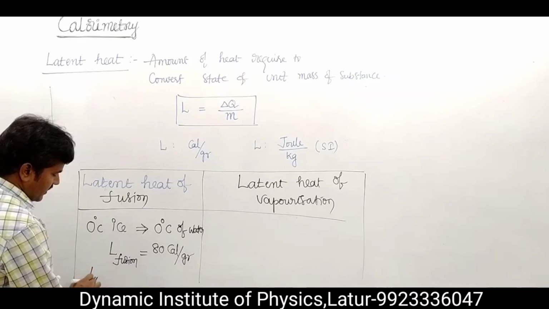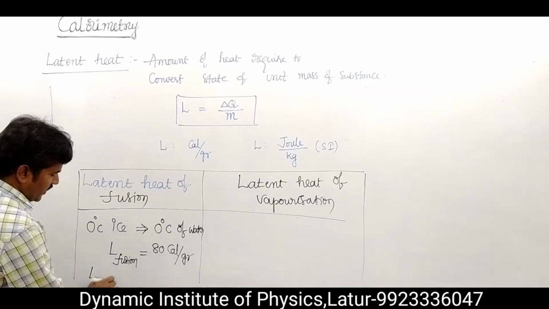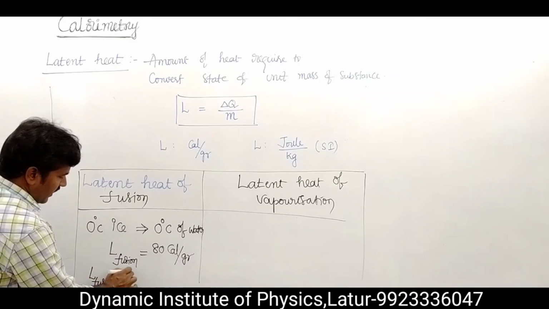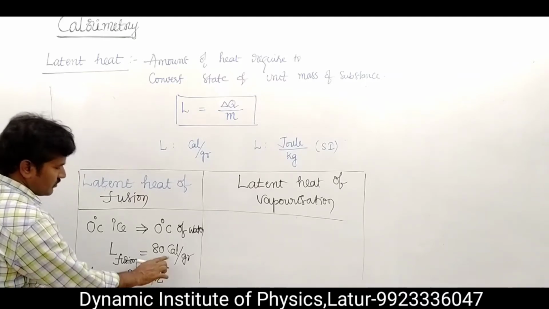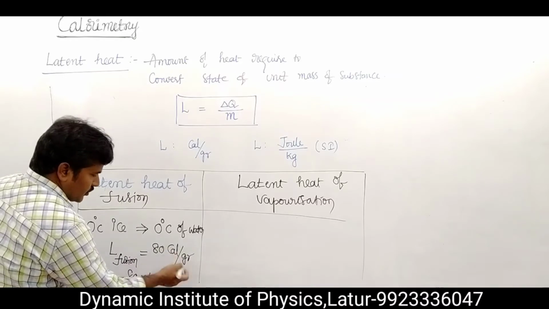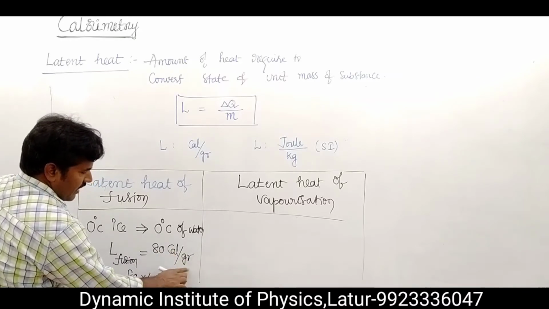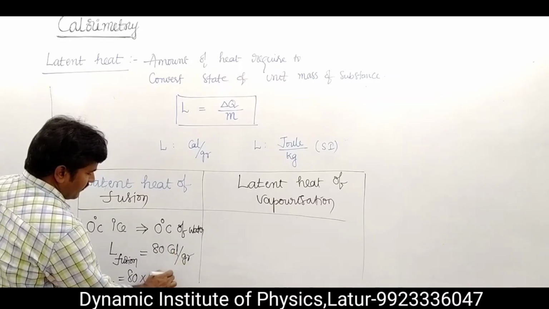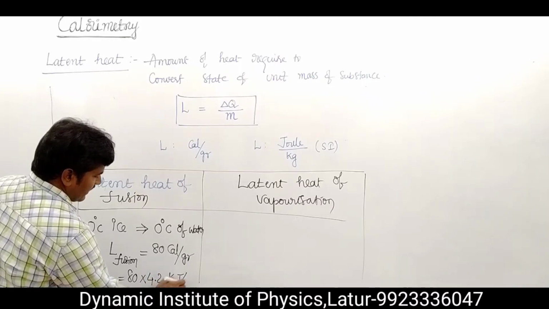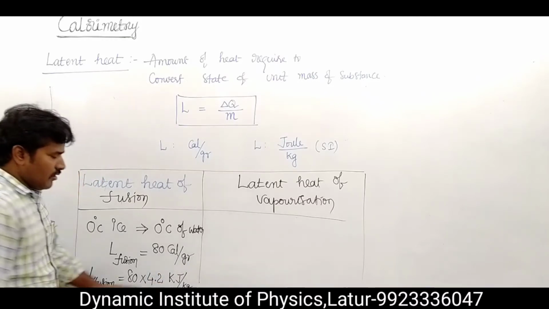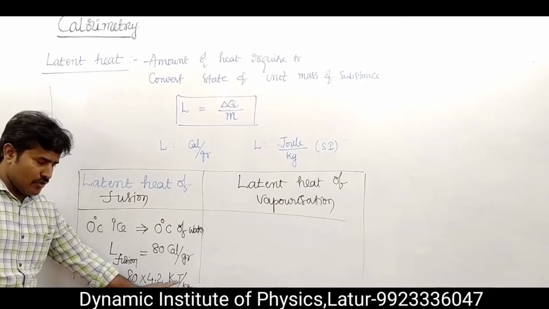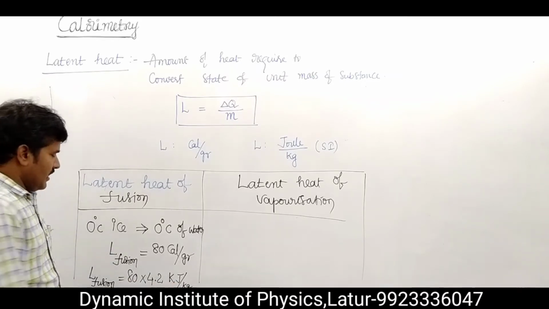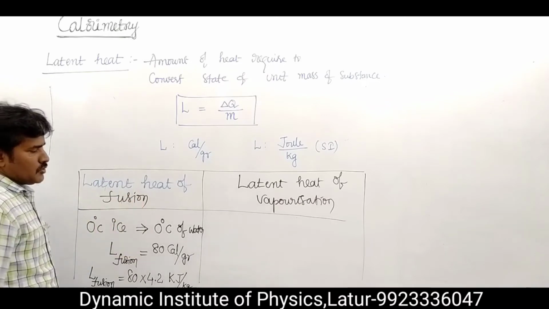In the SI system, latent heat of fusion equals 80 into 4.2 joule per gram, and converting gram into kilogram, this is 80 into 4.2 kilojoule per kilogram. This is called latent heat of fusion.